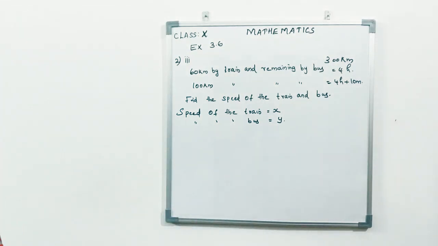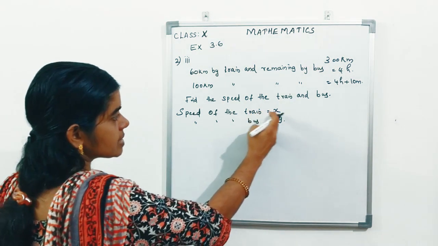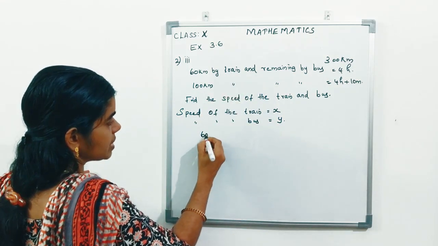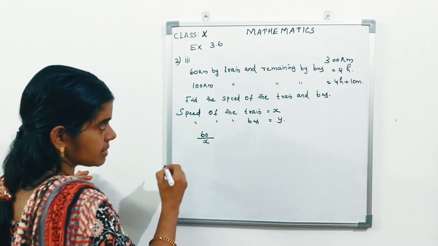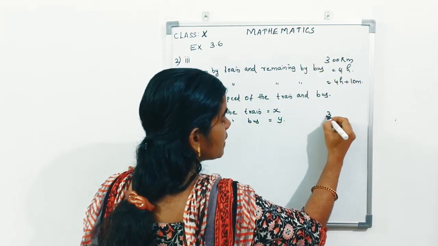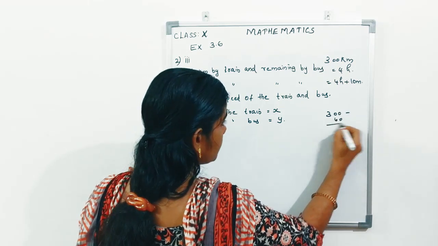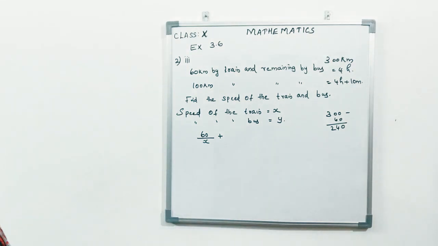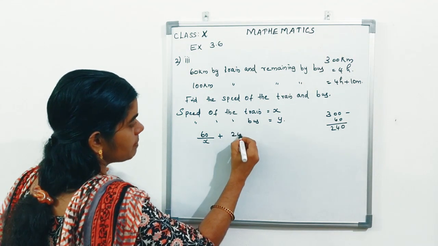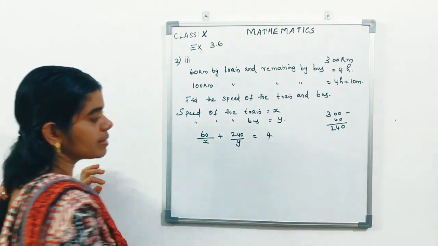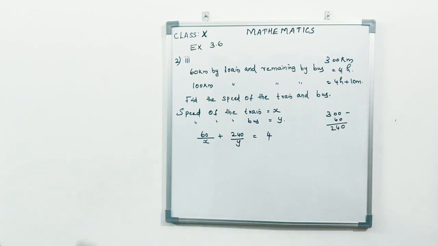You already know that time means distance by speed. In the first case, by train x is the speed and he travels 60 kilometers, therefore 60 by x, and the remaining by bus. Total distance 300 minus 60, you will get 240 kilometers by bus. Then 240 by y is equal to the time taken, 4 hours. This is our first equation.